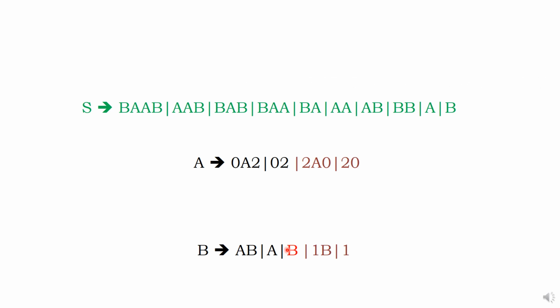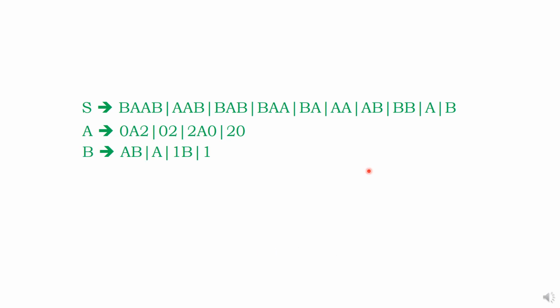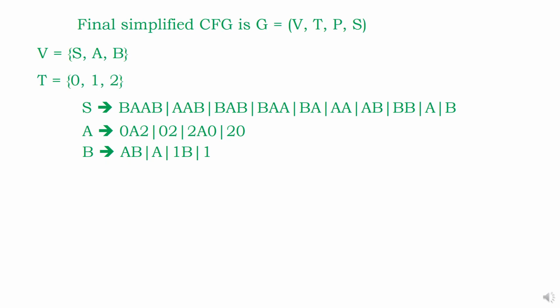Yes. Now, I removed that S. I wrote as it is. This A group I wrote. B group I wrote without that red color B. Now, this is your production rule. Now, let us go for VTPS. V available. T ready 0, 1, 2. This is your production rule. This is your start symbol. Okay.